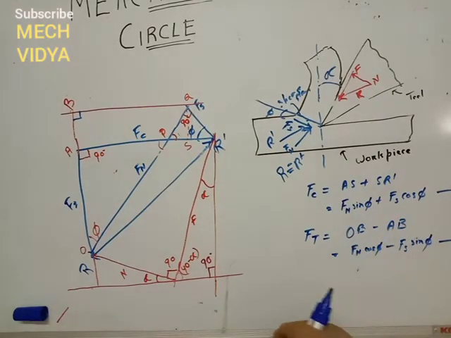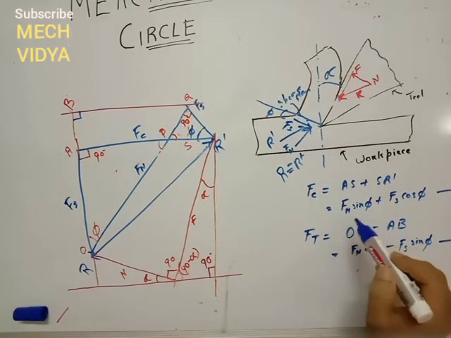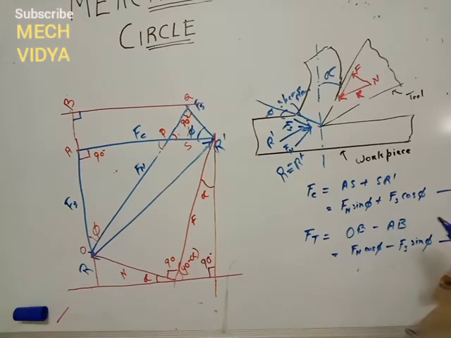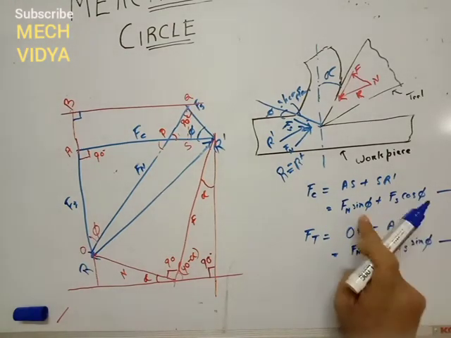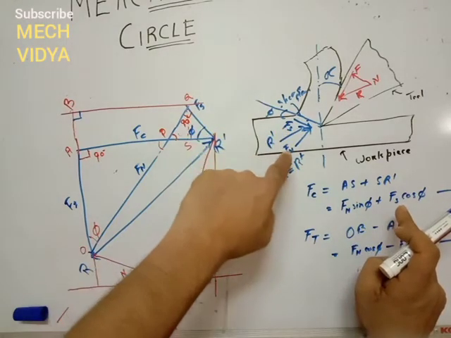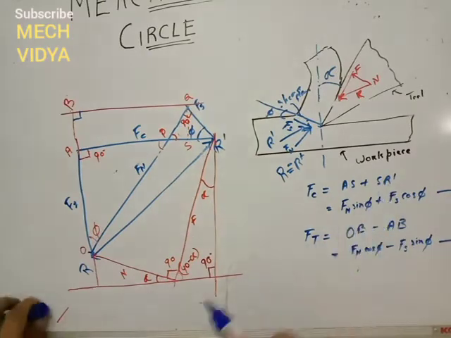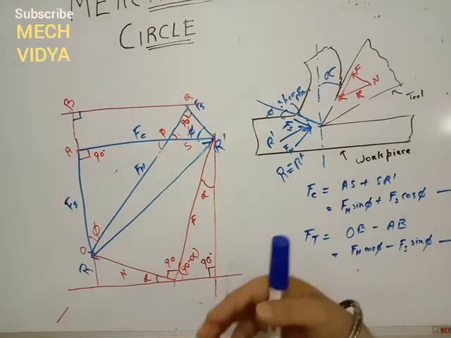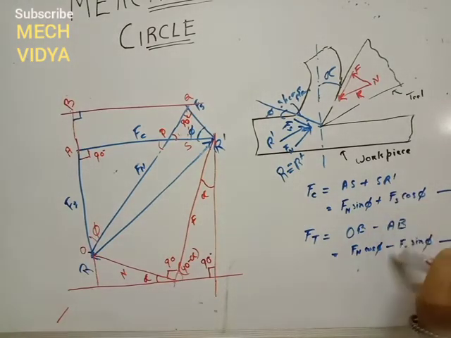Now what is our aim? We have to find out Fn and Fs in terms of Fc and Ft. Our aim is to find out the shear force Fs and the force perpendicular to the shear force, Fn, in terms of Fc and Ft. So what can we do to find this? Just look at these two equations.